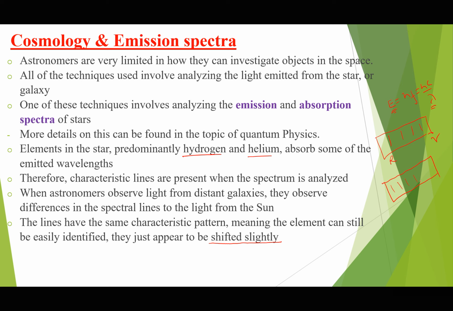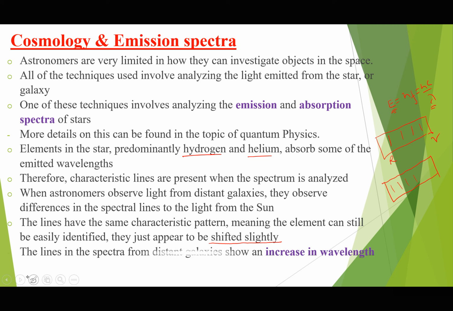Our task would be to explain why they are shifted. So if you recall, the lines have the same characteristic pattern because the light is passing through the same chemical, which could be hydrogen or helium. But like we are saying, they are slightly shifted.